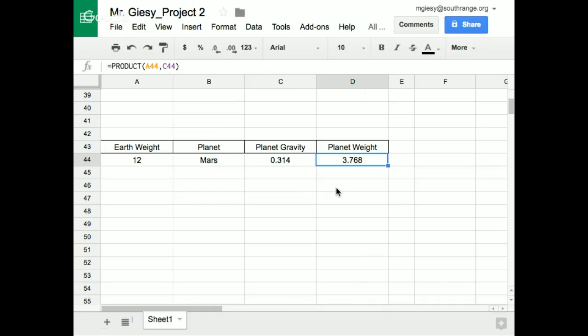Okay, does that make sense? And we can see our function. It multiplies this cell and this cell. Now, you have to make about 9 conversions, all the planets plus the moon. Well, instead of writing this code 9 times, I'm going to show you a shortcut.